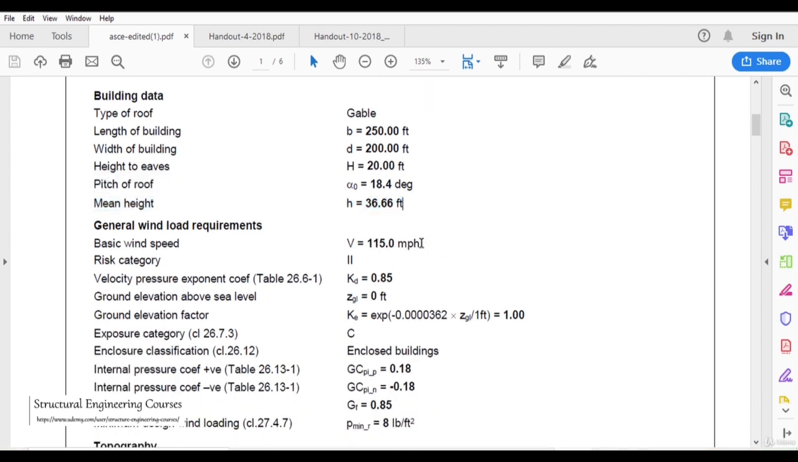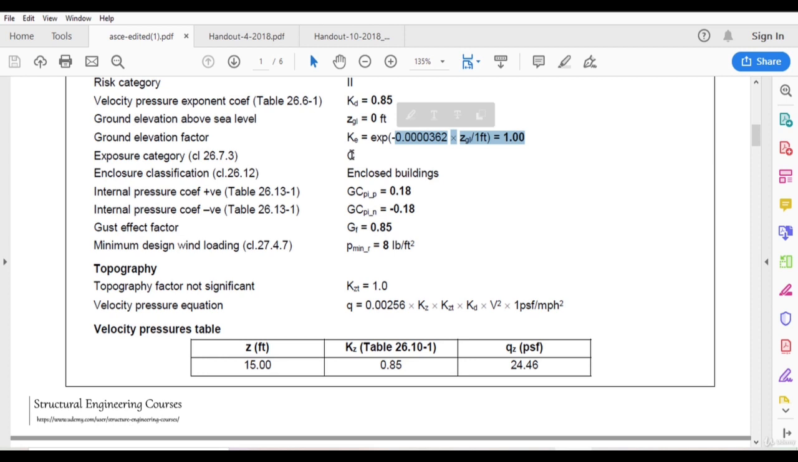So general wind load, we can take it to be 115 mph. Risk category, we can take it as 2. Velocity pressure coefficient KD, obviously we can take it as 0.85, which we had already discussed in the previous lecture. Ground elevation above sea level, we can take it as plain. So in that case we can see that our ground elevation factor KE comes out to be 1. Exposure category we can take it as C. We can take it as an enclosed building.